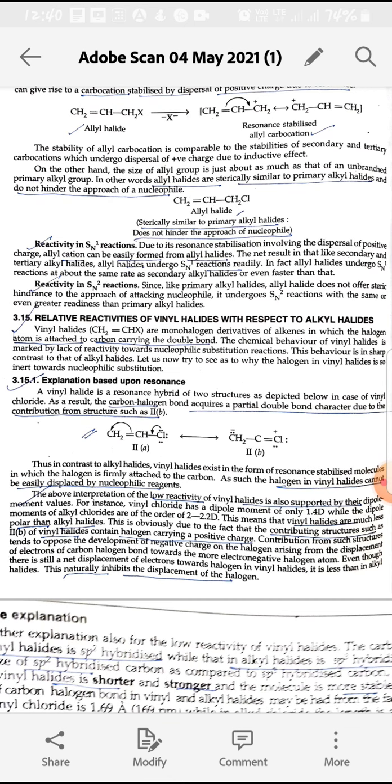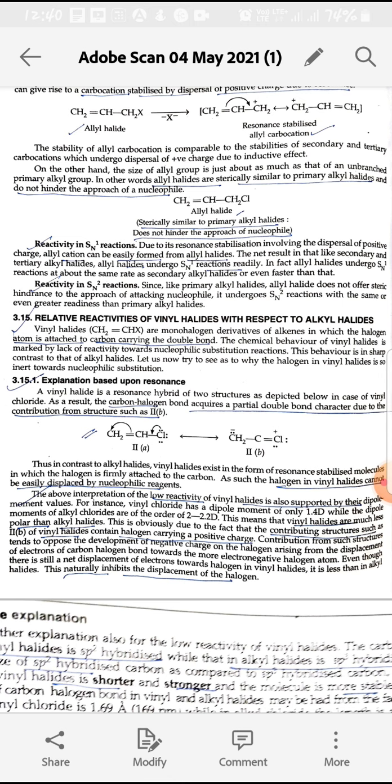A double bonded carbon with X negative attached to it, that is called a vinyl halide. So there will be a resonance structure, and there will be double bond formation between carbon and the halogen group, and the halogen group acquires positive charge. So there will be resonance stabilization, but in this there is double bond formation between the carbon and the halogen group, and the halogen also acquires positive charge.